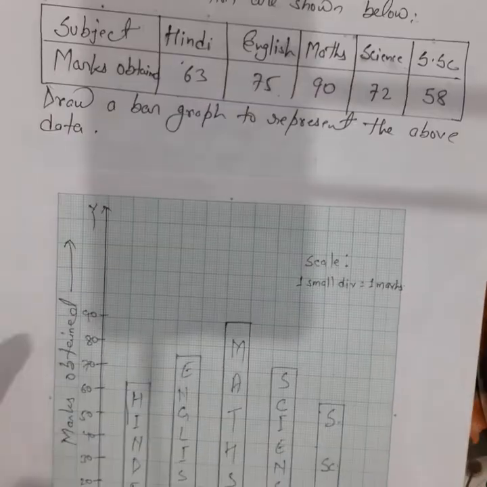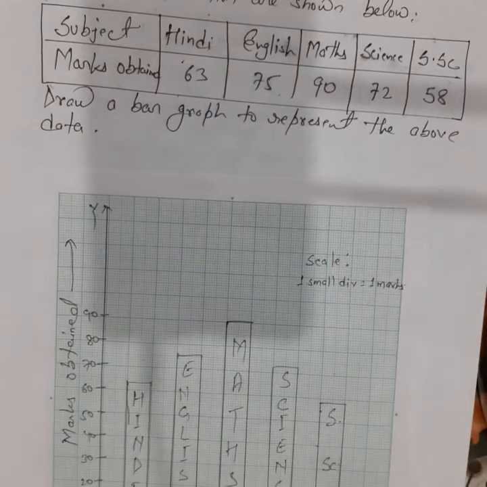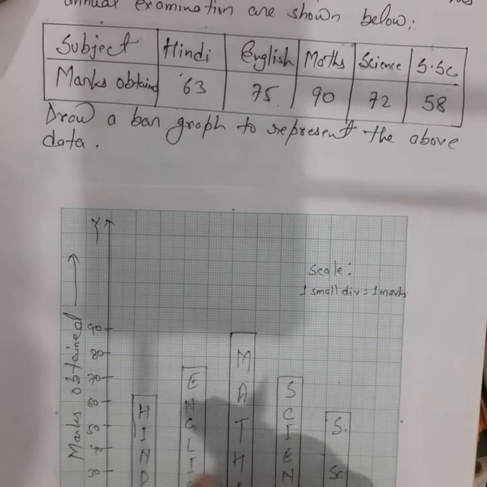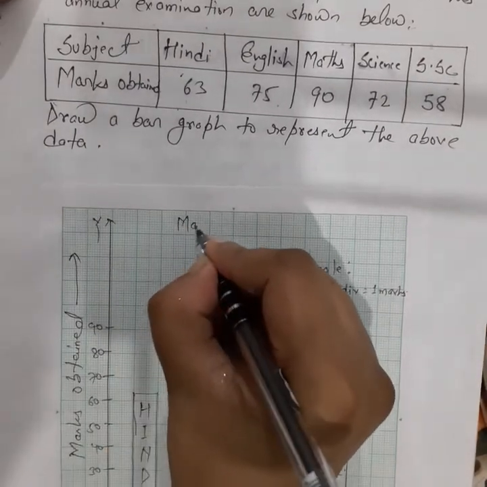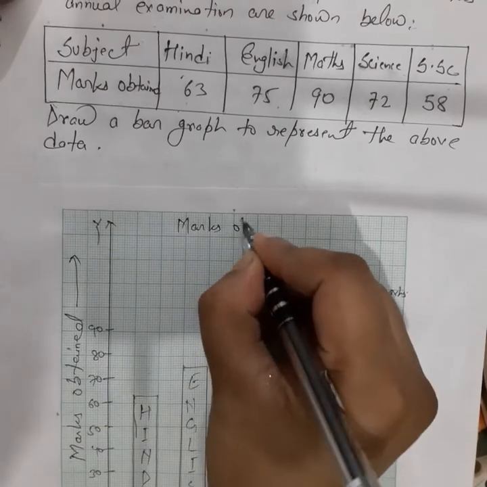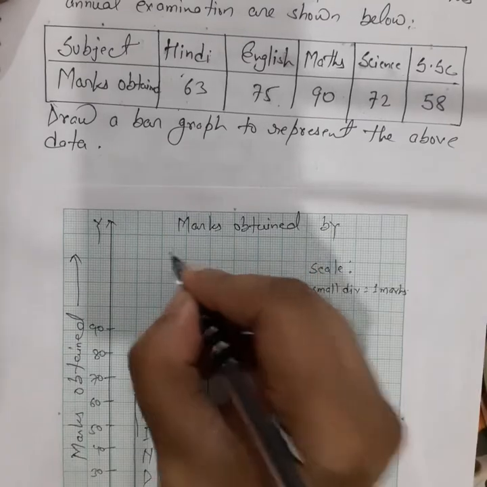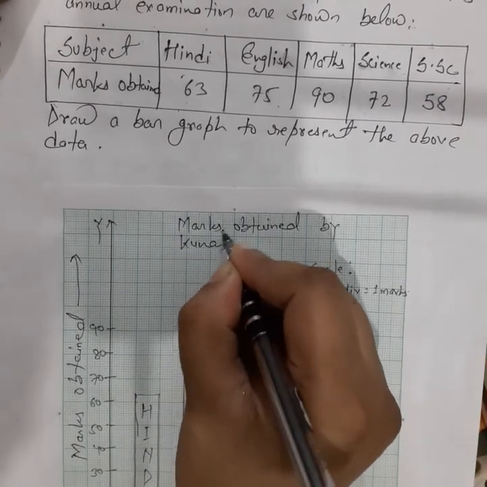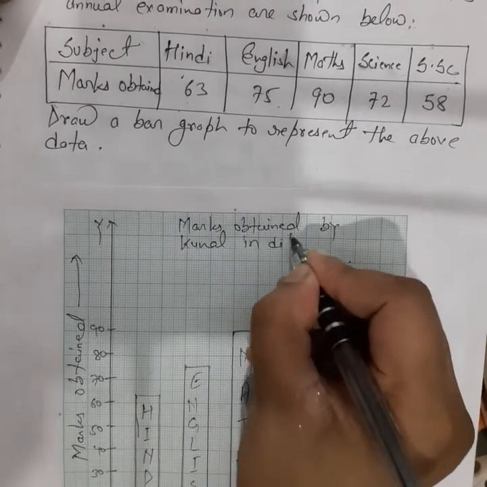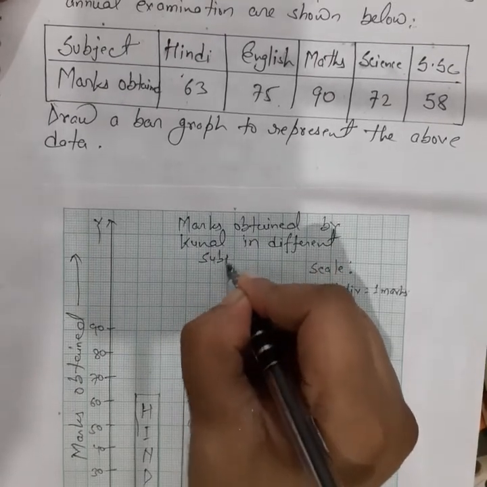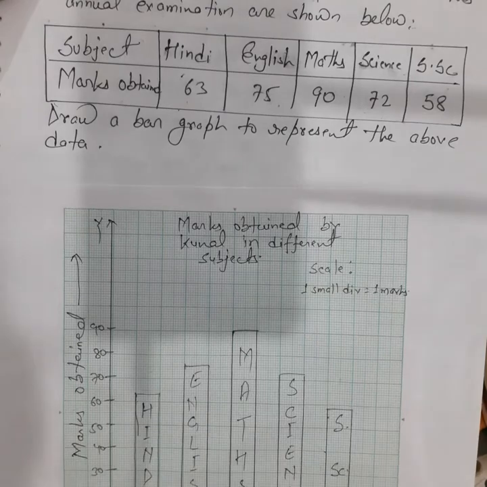Now you have to give a topic. So what is the topic of this graph? Marks obtained by Kunal in different subjects. Okay.